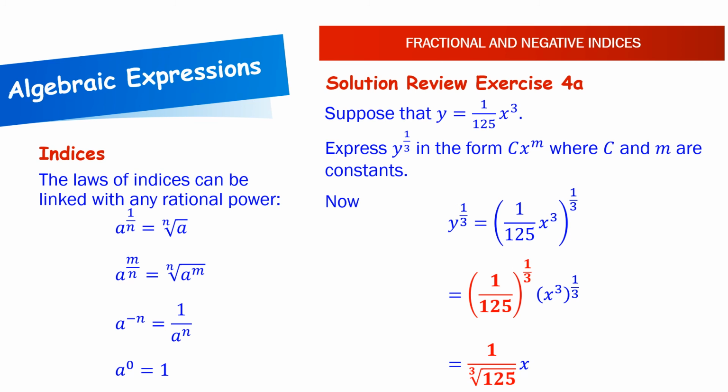This can be rewritten as 1 over the cube root of 125 times x, because x to the power 3, all raised to the power 1/3, is equal to x raised to the power 3 times a third, which is x raised to the power 1. 1 over 125 cube rooted simplifies to 1 over 5, and of course we leave the x as it is. So our final solution is 1 over 5 times x.